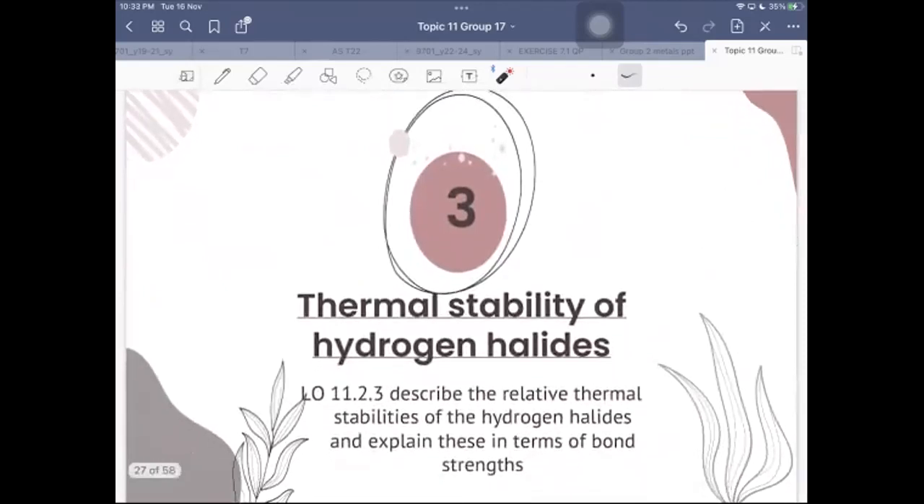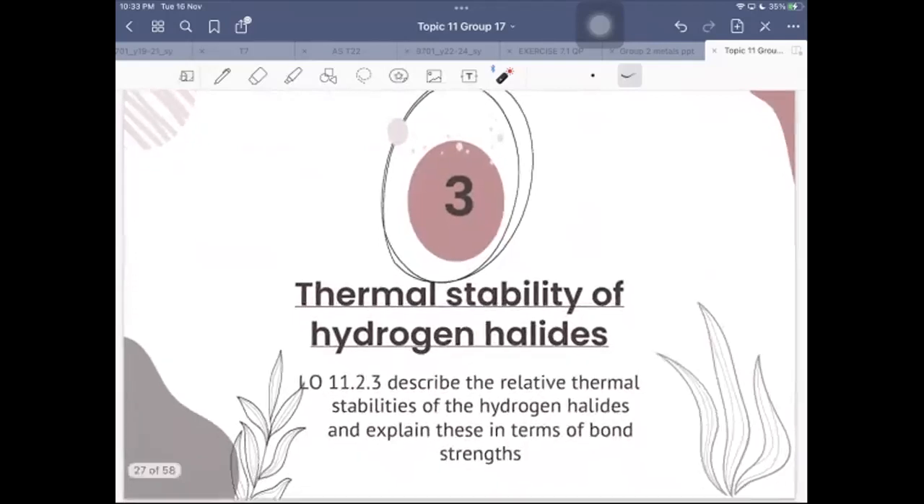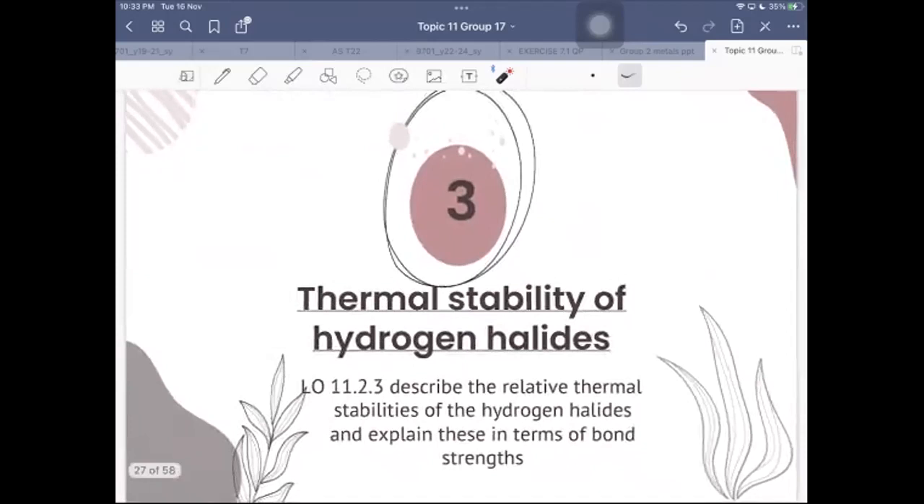You've all looked at thermal stabilities in group 2, which is topic 10. Thermal stability means how stable your molecule is when it is heated. Okay, so describe the relative thermal stabilities of the hydrogen halides and explain this in terms of bond strengths. So this time we are going away from your elements. We are now focusing on the hydrogen halides. So what are my hydrogen halides? HF, HCl, HBr, and HI.